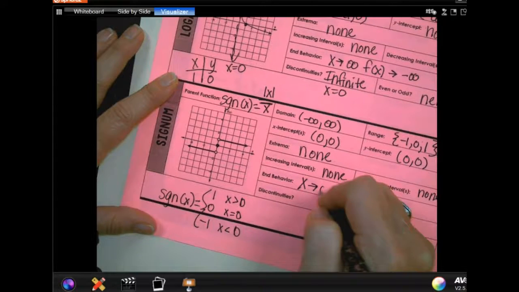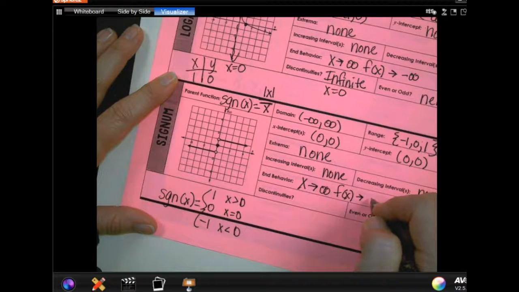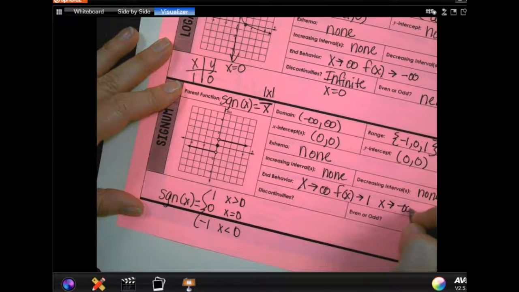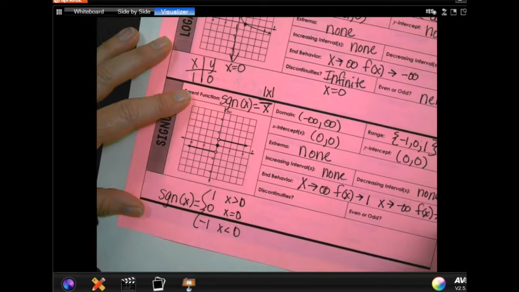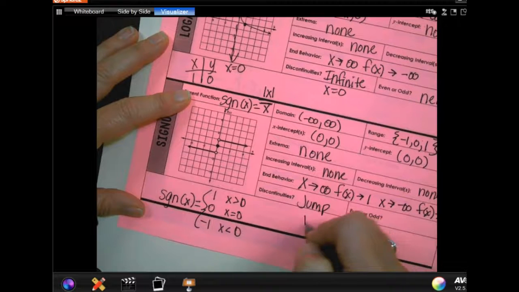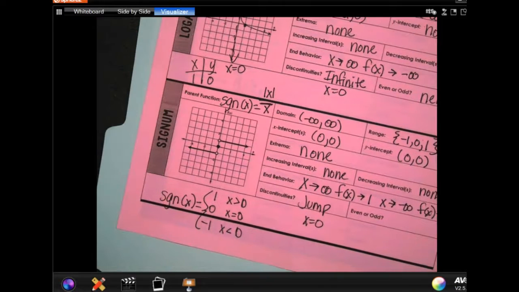So as x approaches infinity, what does y approach? It doesn't. What's the only value it goes to? The y value has to be 1. As x approaches negative infinity, what does the y value go to? Negative 1. Are there any discontinuities? There's a jump, and we say that it's at x equals 0. Good. Is it even or odd? Even says you can fold it in half. Can I do that? Can I rotate it? Yes, so it's odd.